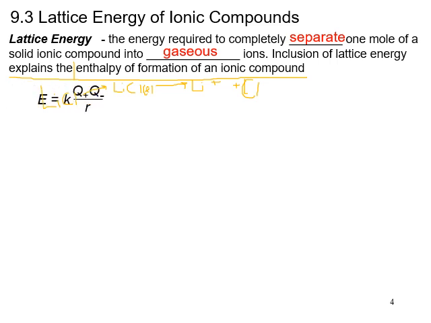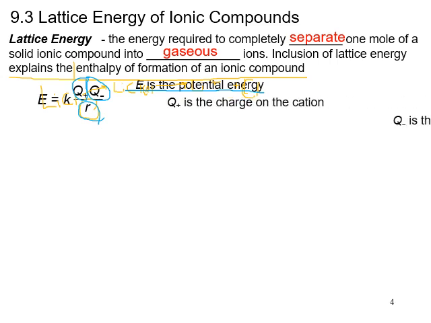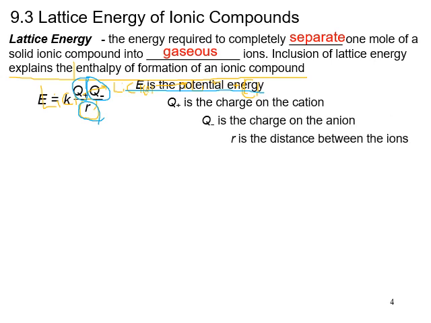The way we explain lattice energy and the magnitude of the number associated with a compound is how close the ions are to each other in the ionic compound, and the charge on the cation and the charge on the anion. These are defined here. E is that potential energy, which is the energy given off when an ionic compound forms, potentially. Q positive is the charge on the cation. Q negative is the charge on the anion. R is how close they are to each other.